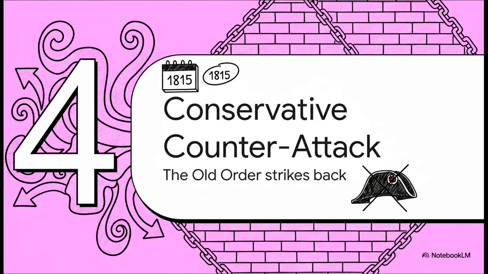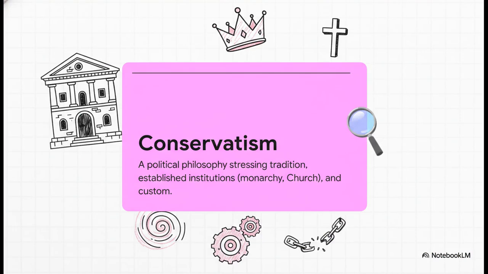But, as you can imagine, all these revolutionary ideas, nationalism, liberalism, absolutely terrified the old ruling monarchies of Europe. So after they finally defeated Napoleon in 1815, they were dead set on turning back the clock. Their guiding philosophy was conservatism. Basically, conservatives believed that tradition was king. They wanted to preserve established institutions like the monarchy, the church, and existing social hierarchies. To them, rapid change was dangerous, and they wanted to put the old order back together again.